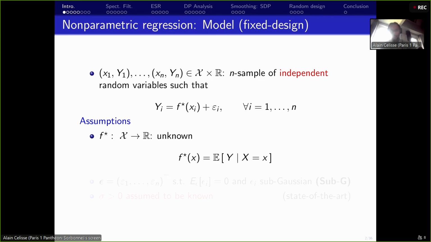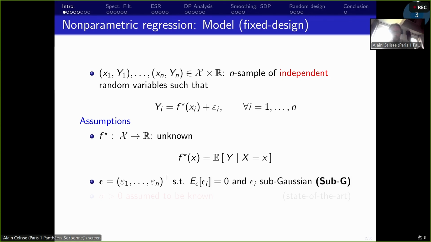I'm considering a regression problem where I'm working in a fixed design situation, meaning that my observations correspond to independent random variables (x1, y1) until (xn, yn), which follow the regression model you see on the screen. So yi is equal to a regression function denoted by f star, evaluated at xi, plus a noise term epsilon i. As usual in a regression problem, the regression function f star, which is simply the conditional expectation of y given x, is unknown. And the main goal in what follows is to estimate f star.